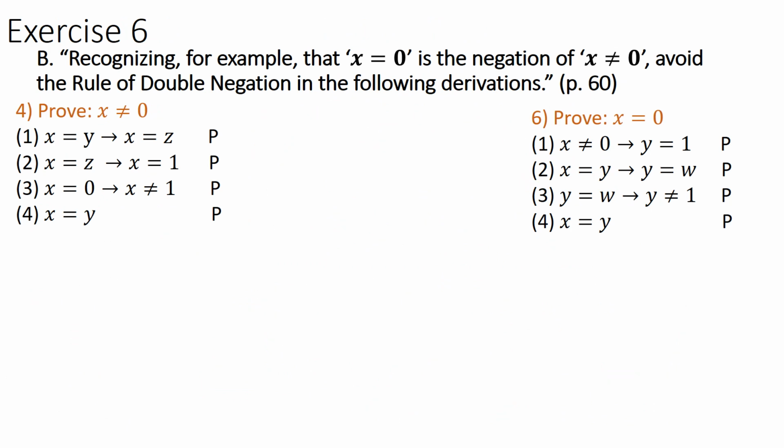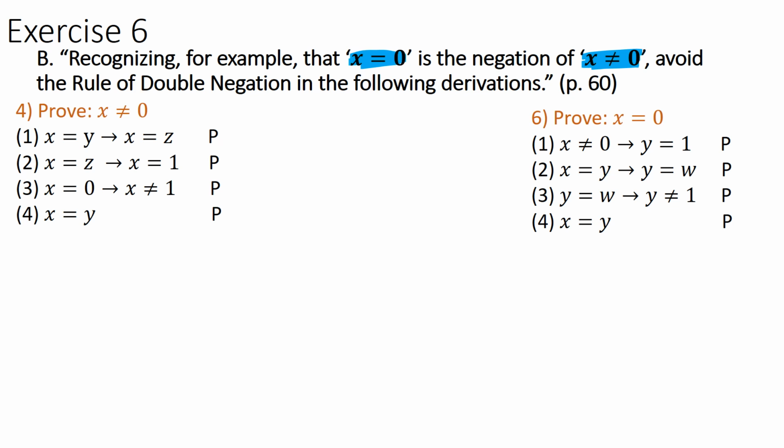Part B of exercise 6 on page 60 of the textbook tells us that, recognizing, for example, that x is equal to 0 is a negation of x is not equal to 0, avoid the rule of double negation in the following derivations. So here I will be using the, so to speak, more expansive definition of modus tollens. I'll be following the Suppes and Hill convention.